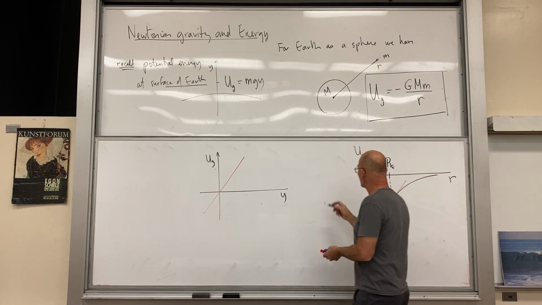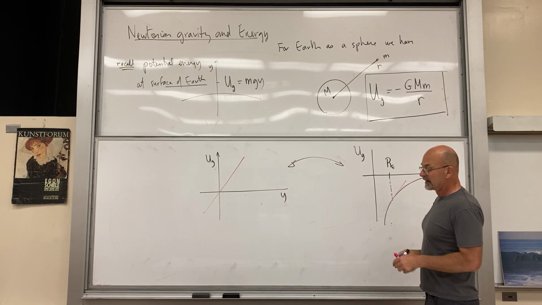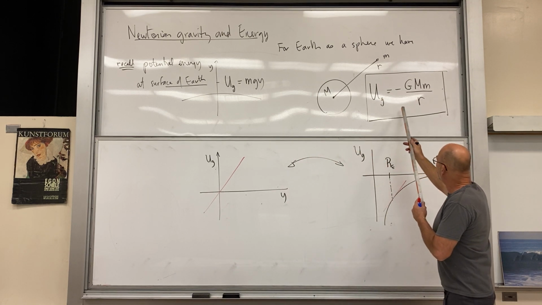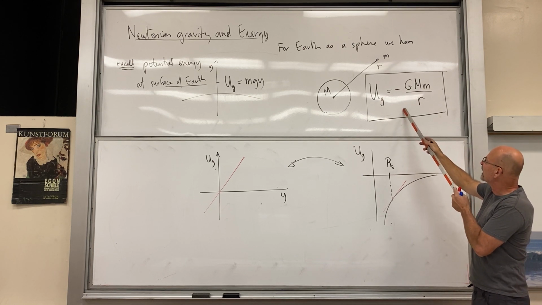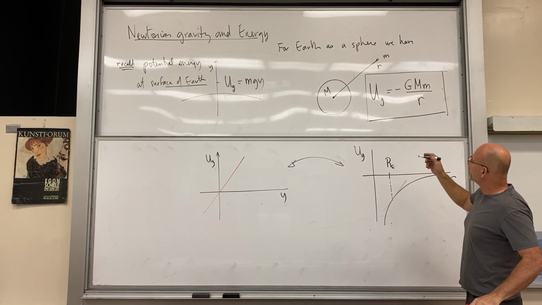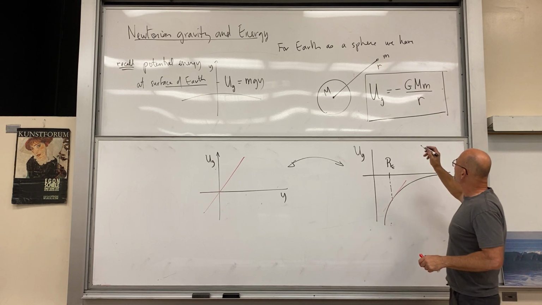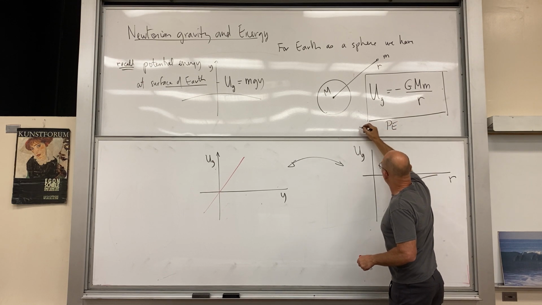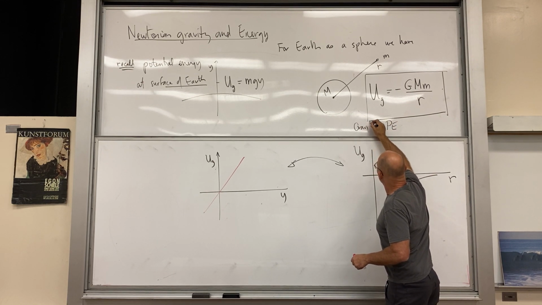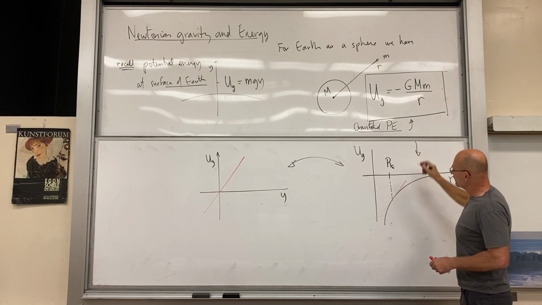So yeah, these things have an interesting mathematical relation to each other. But what we're going to do with this is discuss it now in the context of energy conservation. So this is the potential energy of gravity. Go ahead and label that gravitational potential energy. That's this one right here, and there's its graph.